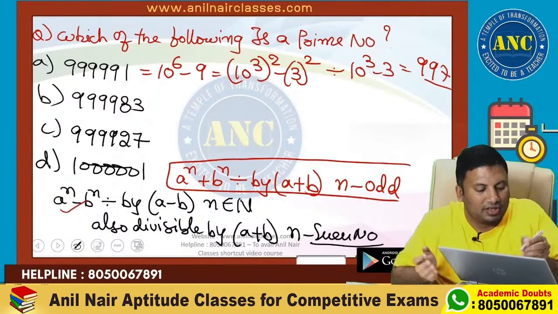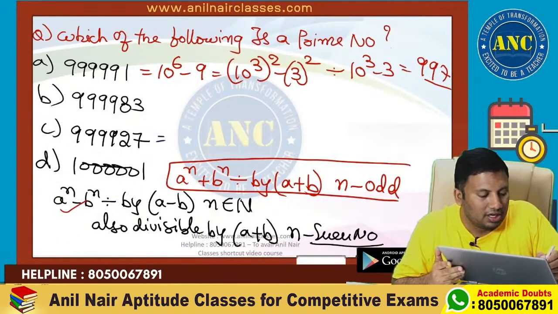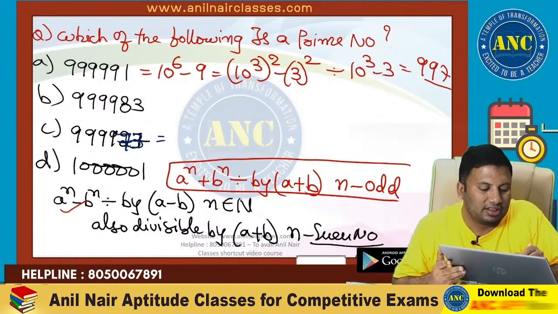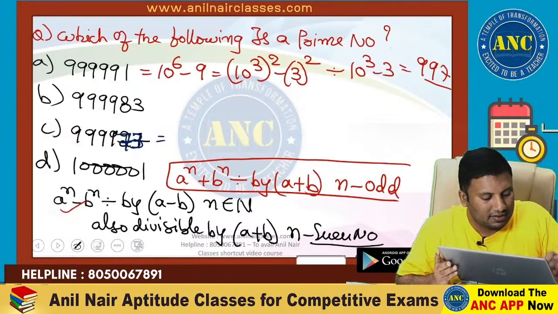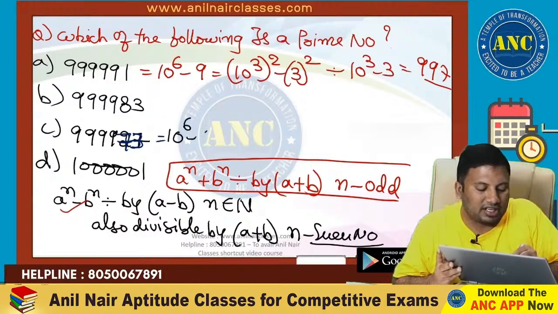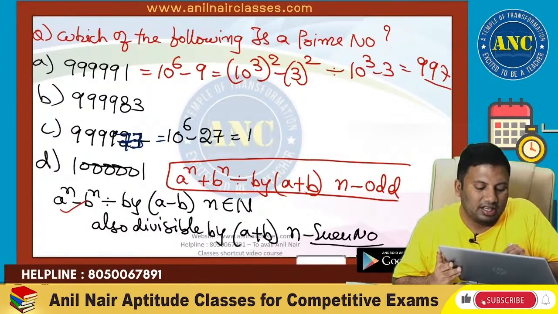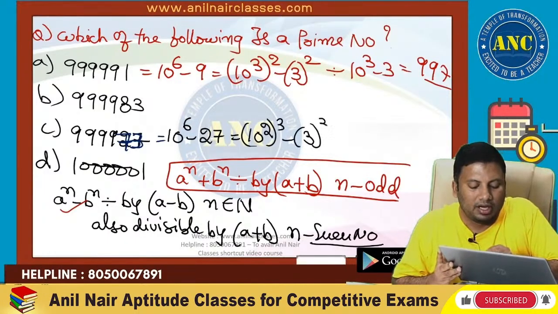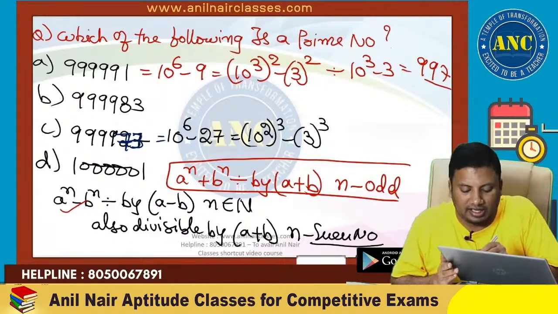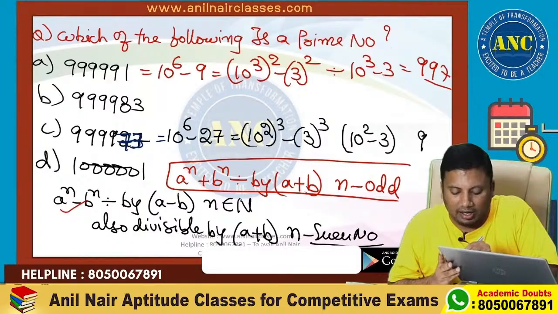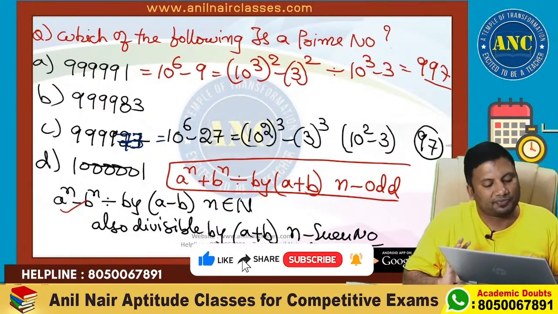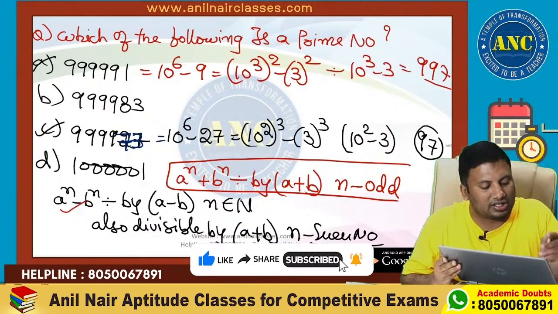Next one. These are nothing but 4 nines, it is 73. Now see here. These are nothing but 10 power 6 minus 27. These are 10 square whole cube minus 3 cube. A cube minus b cube is divisible by a minus b. 10 square minus 3, 100 minus 3, 97. These are composite.